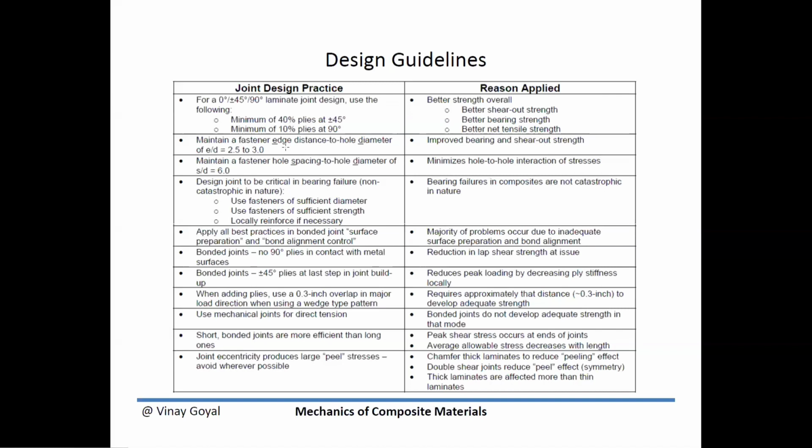For bonded joints, plus minus 45 plies at the very last step in the buildup is a good idea. It reduces the load peaking by decreasing the ply stiffness locally. When adding plies, use a 0.3-inch overlap in the major load direction when using a wedge type pattern. This is a good idea because it basically increases the strength.